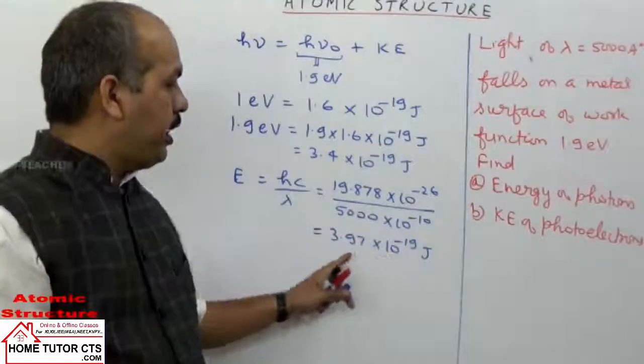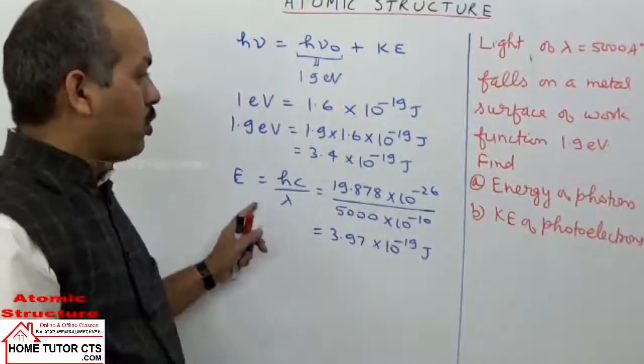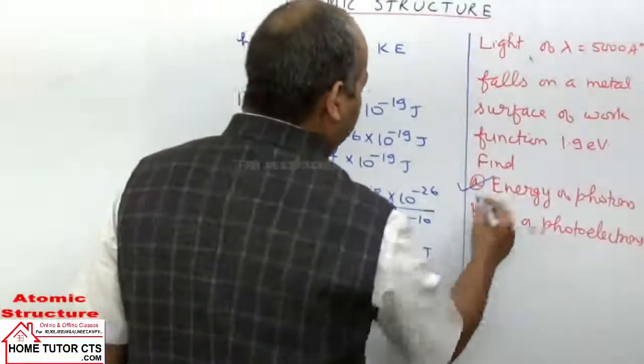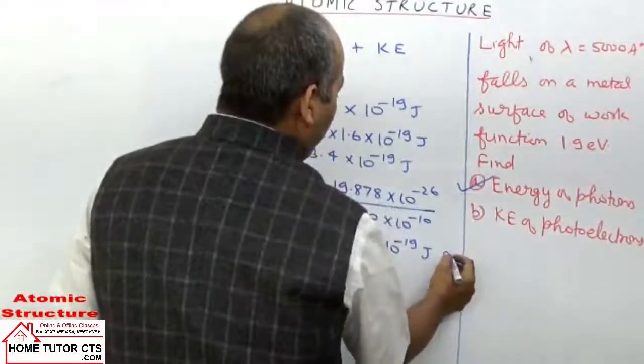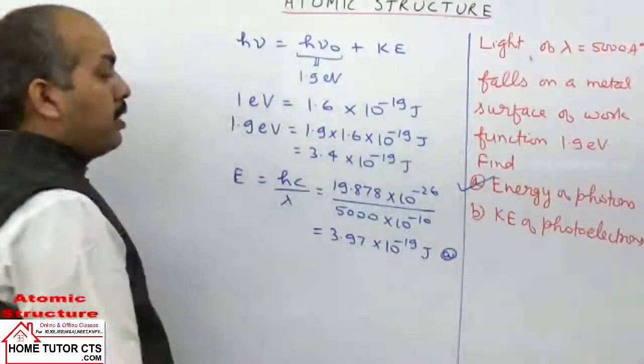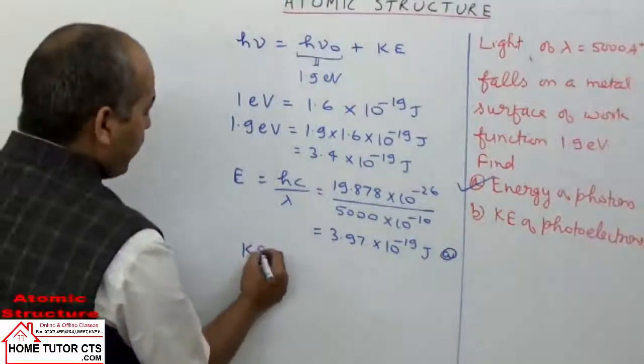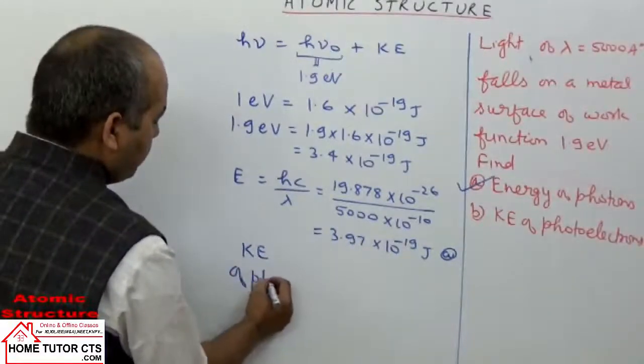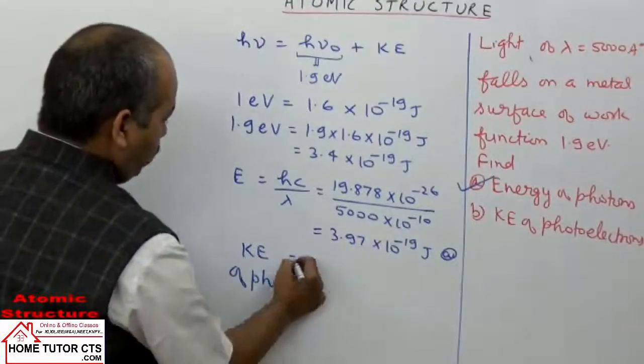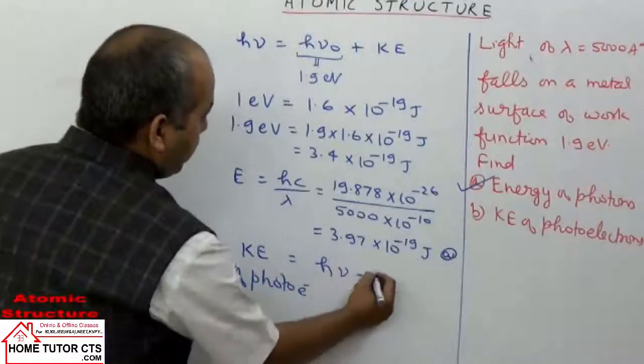Calculate it yourself. This answer will be the energy of photon. It is one part of the answer. Bit A, energy of photon, answer A. Then for the photoelectron, what can be the kinetic energy? The kinetic energy of photoelectron is h nu minus h nu naught.